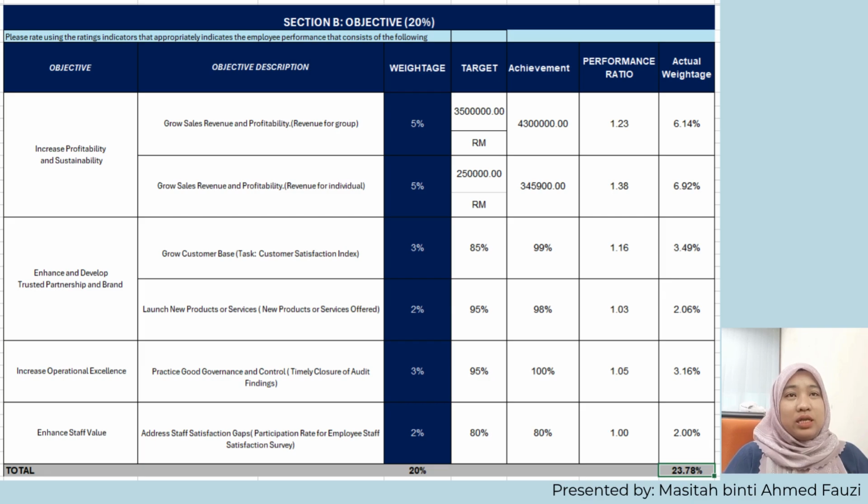We calculate the performance ratio by dividing the achievement by the target, and you will get the performance ratio. From the performance ratio, we multiply by the weightage to get the actual weightage. So from the total weightage, the staff gets 23.78%. So it exceeds the total weightage of Section B, which is actually 20%.